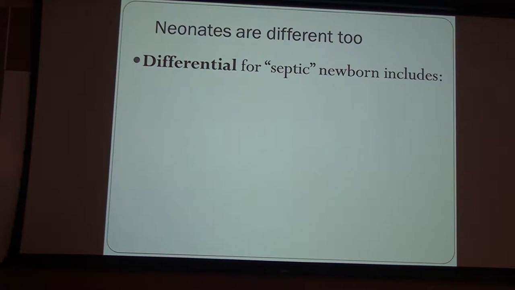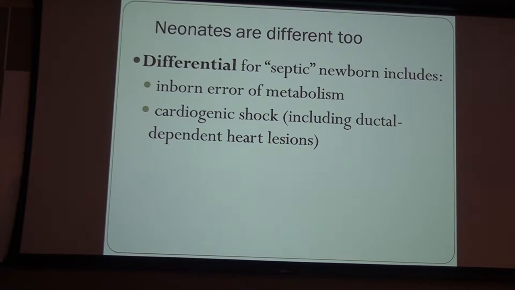Right, and then neonates. Children are different than adults, and neonates are also different than children in general. So the differential for a septic neonate: sepsis, we always talk about sepsis, and sepsis is always 1, 2, and 3 on your differential. But in neonates, you're going to think about sepsis automatically, but make sure you try to think about these other things as well, because neonates are at risk for them. So inborn error of metabolism, cardiogenic shock, so the PDA might be closing in the first few days to first couple weeks of life.